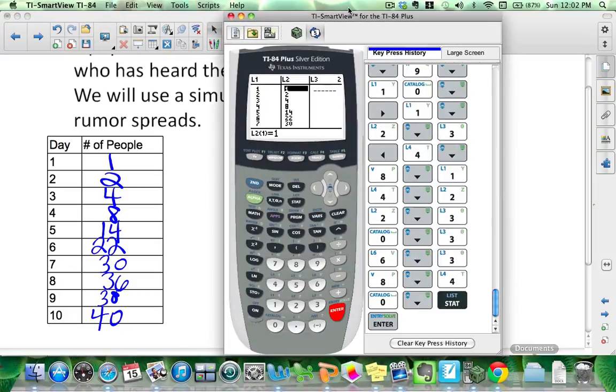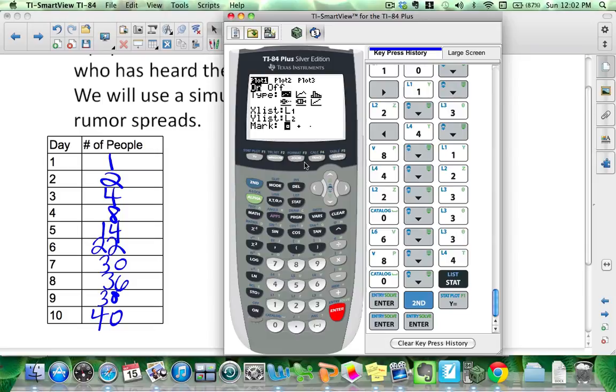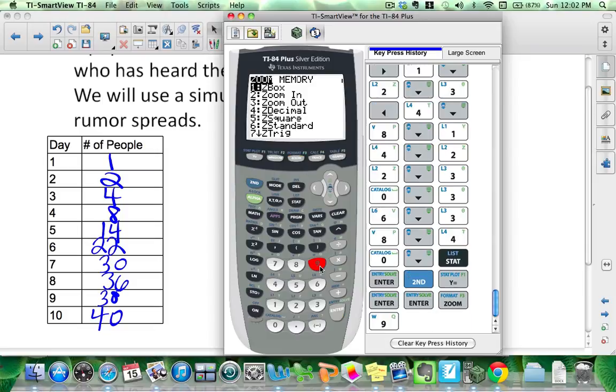Okay, I have done that because I'm cool. And I've got the day in list 1. I've got the number of people in list 2. And I'm going to make a scatter plot. And this is what it looks like, which is about what I expect. It looks like exponential growth that then levels off.